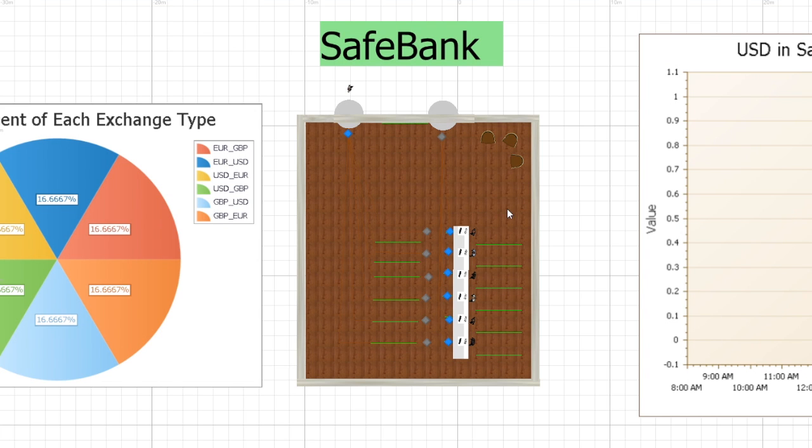Here we have SafeBank. We have 6 different servers representing the different types of transaction types, for example, euros to pounds, euros to dollars, etc. Each of these servers has a processing time of 0 because these transactions happen instantaneously. We also have 30 entities representing the 30 clients that do business with SafeBank.